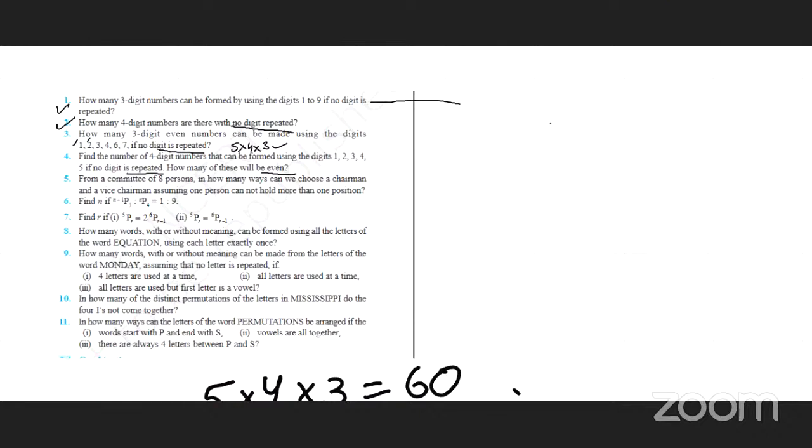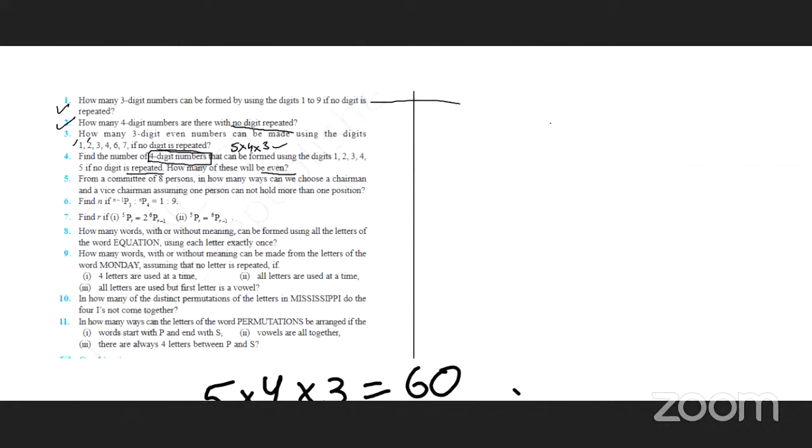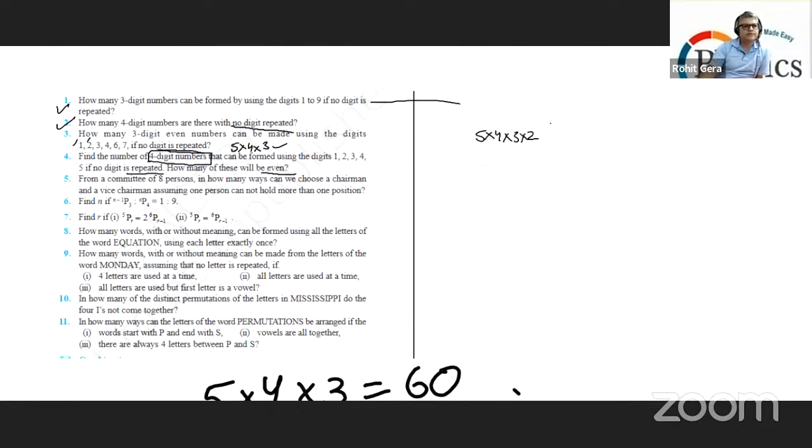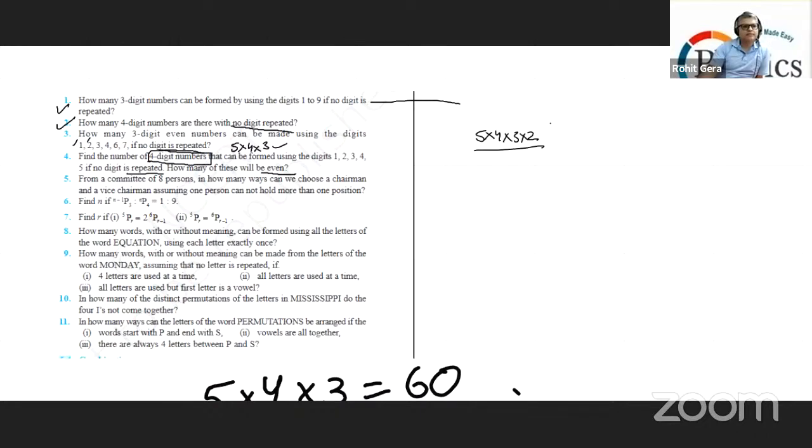5 into 4 into 3 into 2, 4 digits only. So 5 into 4 into 3 into 2 is 120. Not 5 factorial, because 1 also comes in, although 1 makes no difference, but this is the correct way. Because you have to fill up using 5 digits, how many positions? 4.